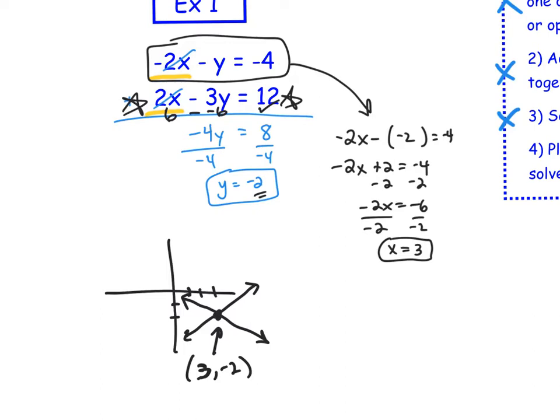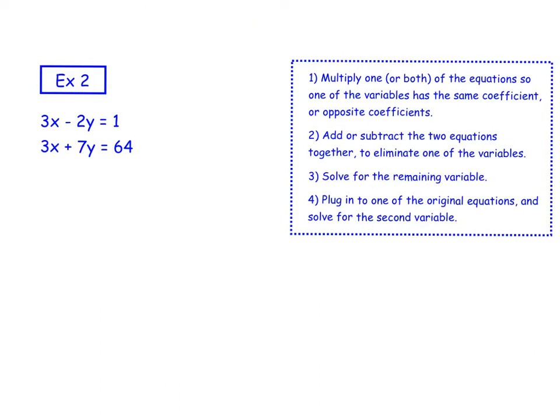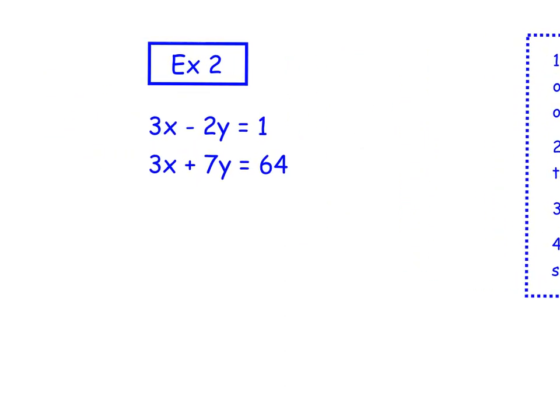All right, let's look at example 2. On this one, same first step. It says multiply so that they have the same coefficient for either x or y. Fortunately for this one, we have a 3x and a 3x. So I can subtract these two equations because I want to eliminate the x's. That's why it's called elimination. So 3x minus 3x, those cancel out. Then we have negative 2y minus 7y, which gives me negative 9y. And 1 minus 64 gives me negative 63.